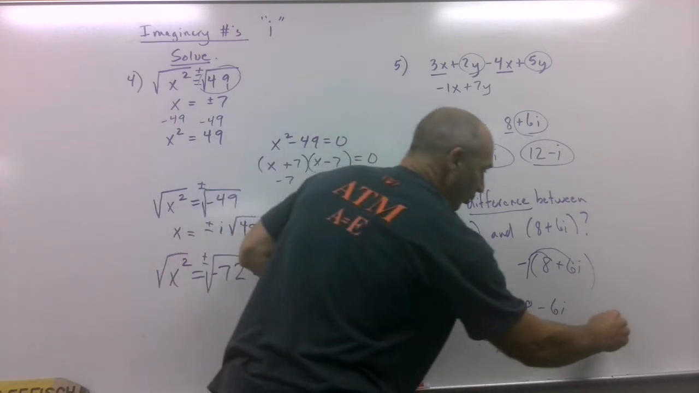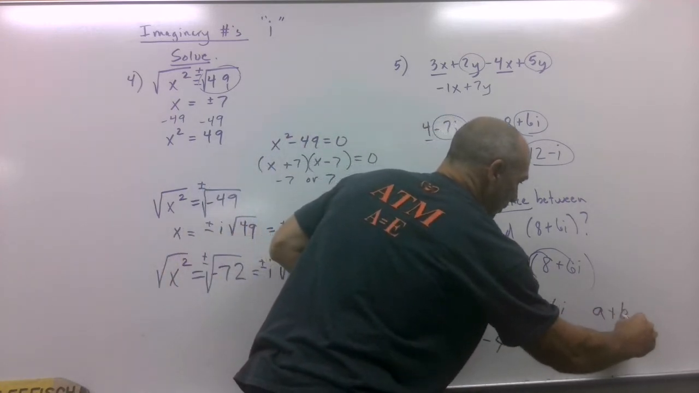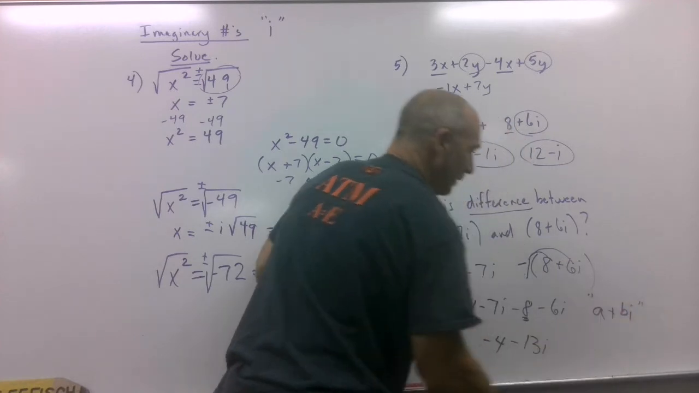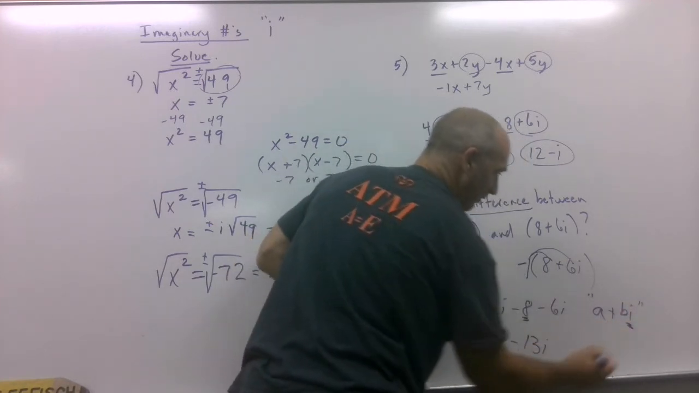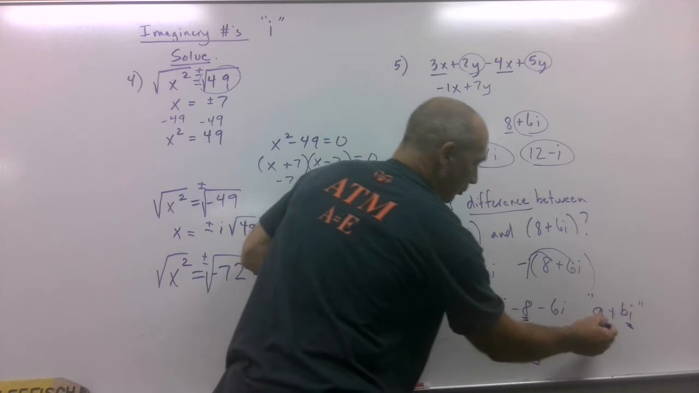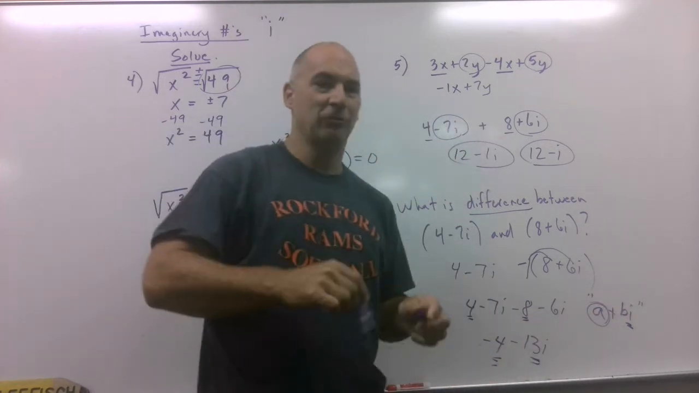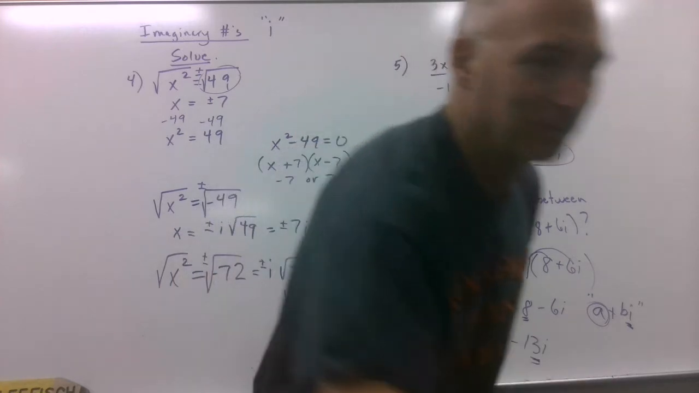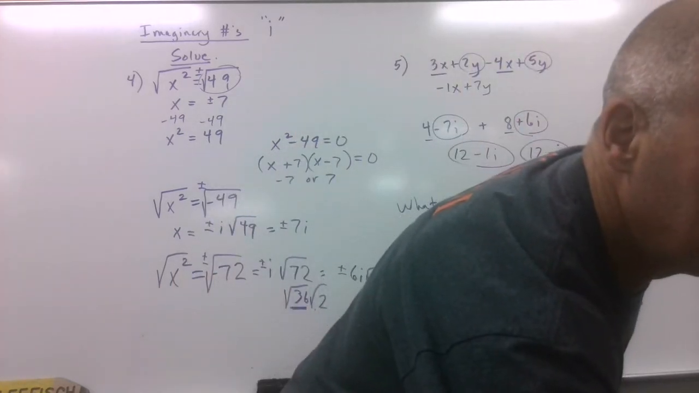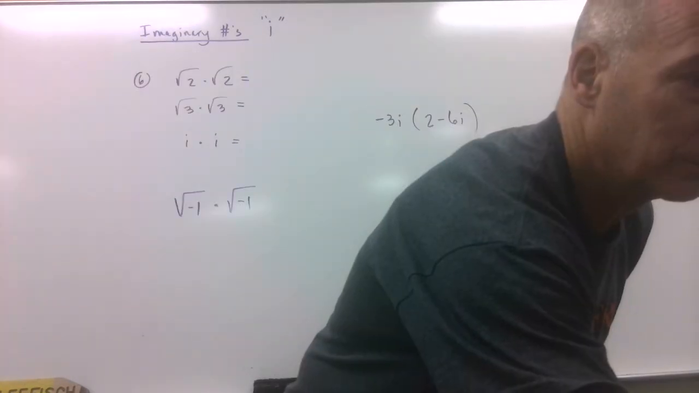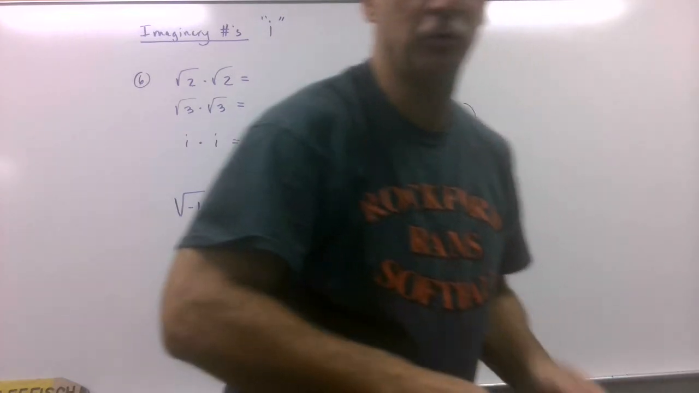Now they do ask you to put your answers in a plus bi form. That just means put your real number stuff first, put your imaginary stuff second. So don't get thrown by the instructions. A couple more things. All right, last concept for 2-4 day 1.